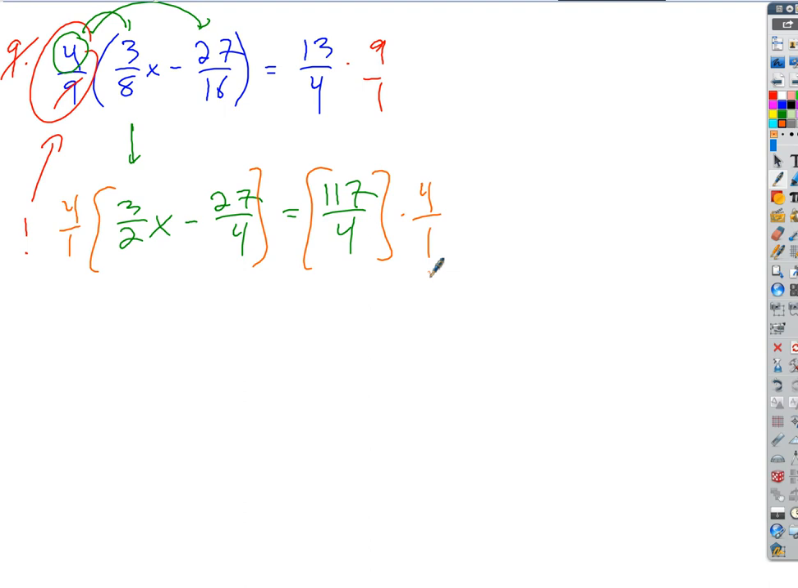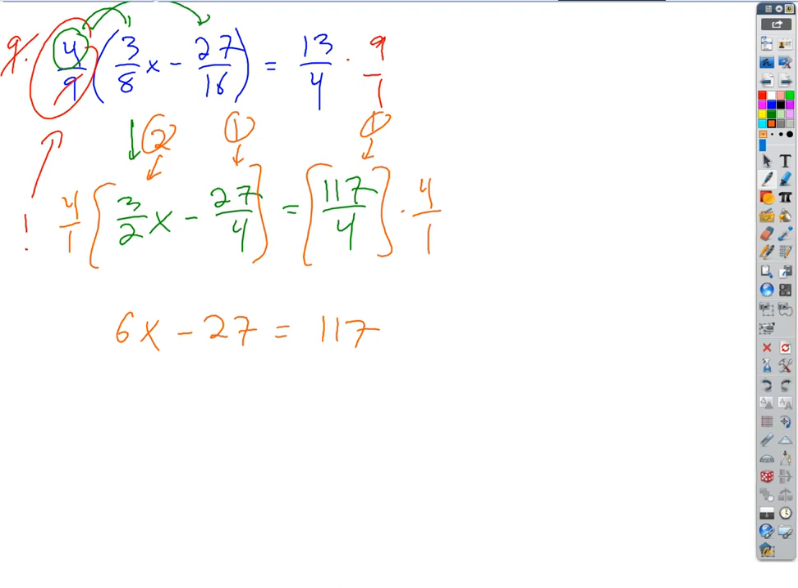So 4 over 2 is 2. 2 times 3, 6x. 4 over 4 is 1, obviously, times 27. 4 over 4 is 1 times 117, and now it's easy. From there it's no big deal. Now what are the 2 steps in order to get x by itself? Add 27 and then divide by 6. Good.